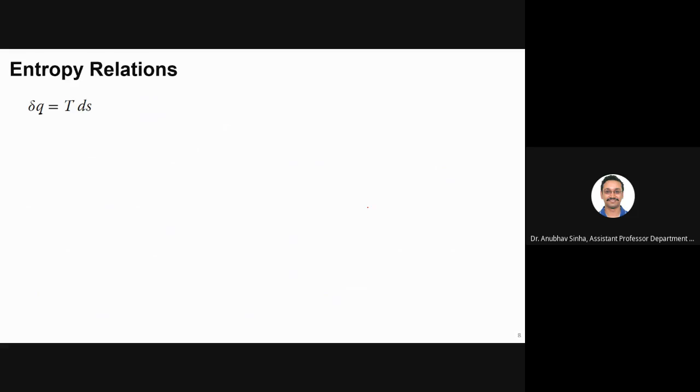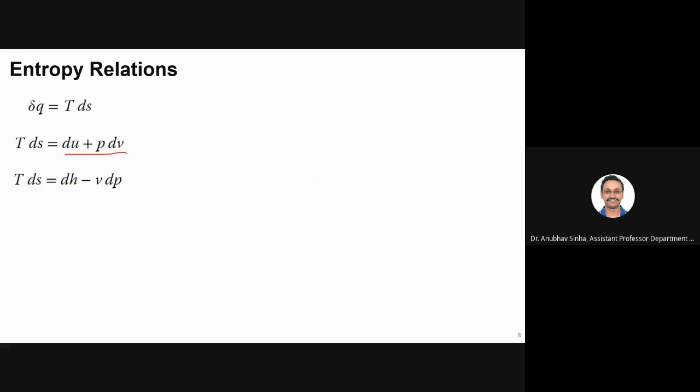So let us look at some entropy relations. Entropy, anyway this we have discussed, dQ by T is the entropy. Now we can also write, using the first law, that TdS is equal to dU plus PdV. So basically I am combining the first and second laws here. This is a consequence of both the first and second law that I can write this equation.